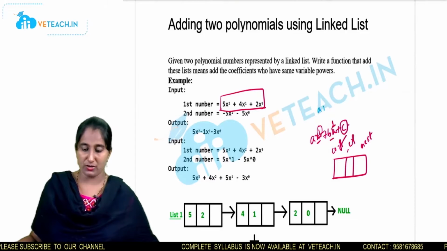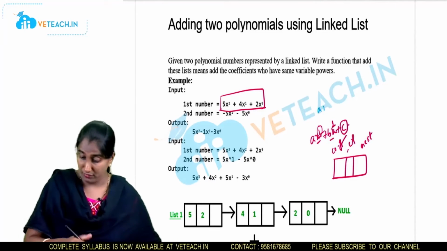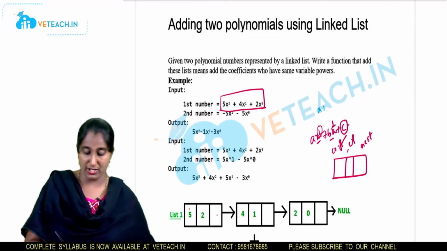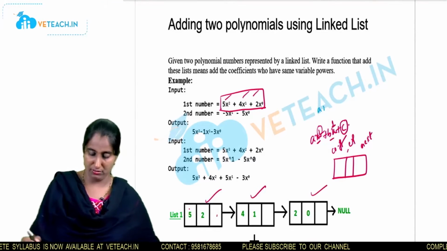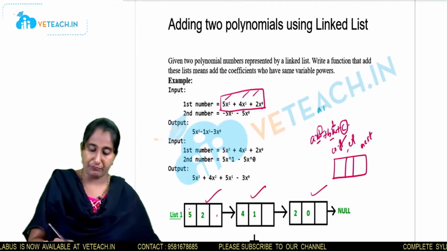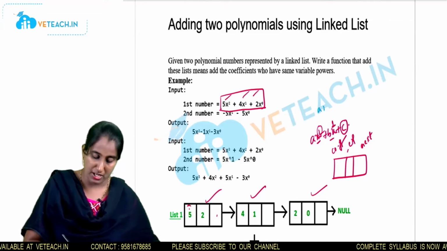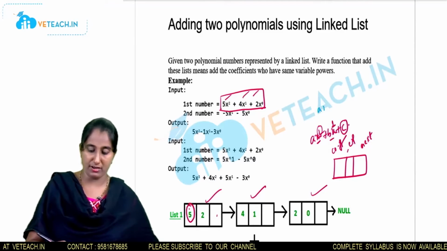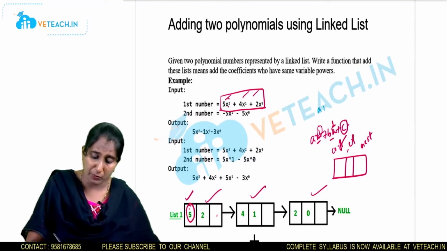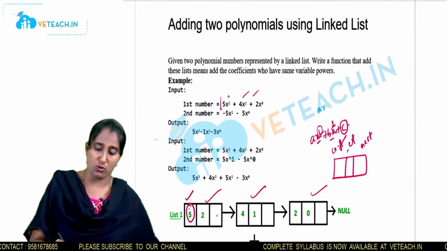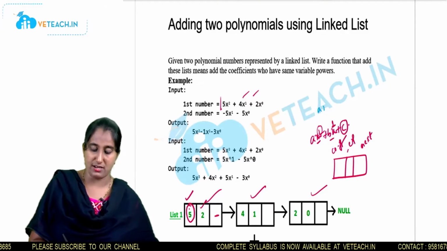See, for example, here we are taking an equation like 5x square plus 4x plus 2. What I said: one field is used for the exponent, one for the coefficient, one for the next part. How many nodes do we have to take? 3 nodes. The coefficient part should be updated first. So 5 in the coefficient part, since in 5x square, 5 is the coefficient. What is the exponent here, guys? 2. So 2 should be updated in the exponent part.